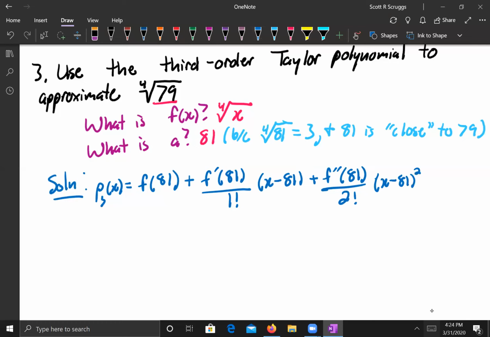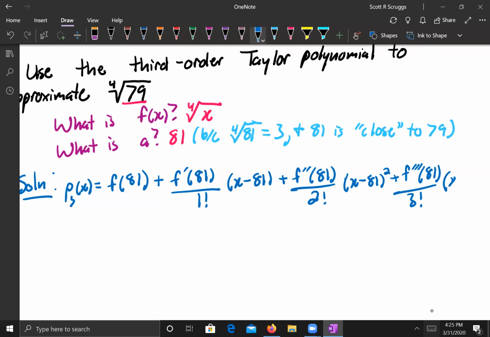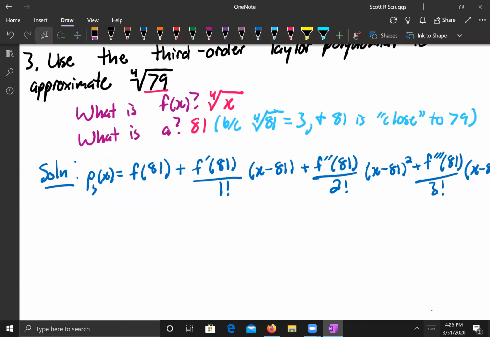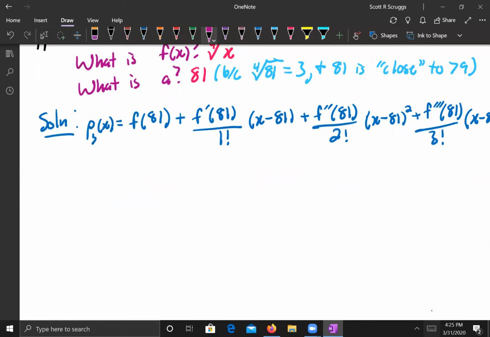Oh, Scott, what are you doing? You can't read today. Plus the third derivative at 81 over 3 factorial times x minus 81 cubed. All right, let's see why this is going to be super ugly and nasty. Well, f is not too bad. That's the fourth root.